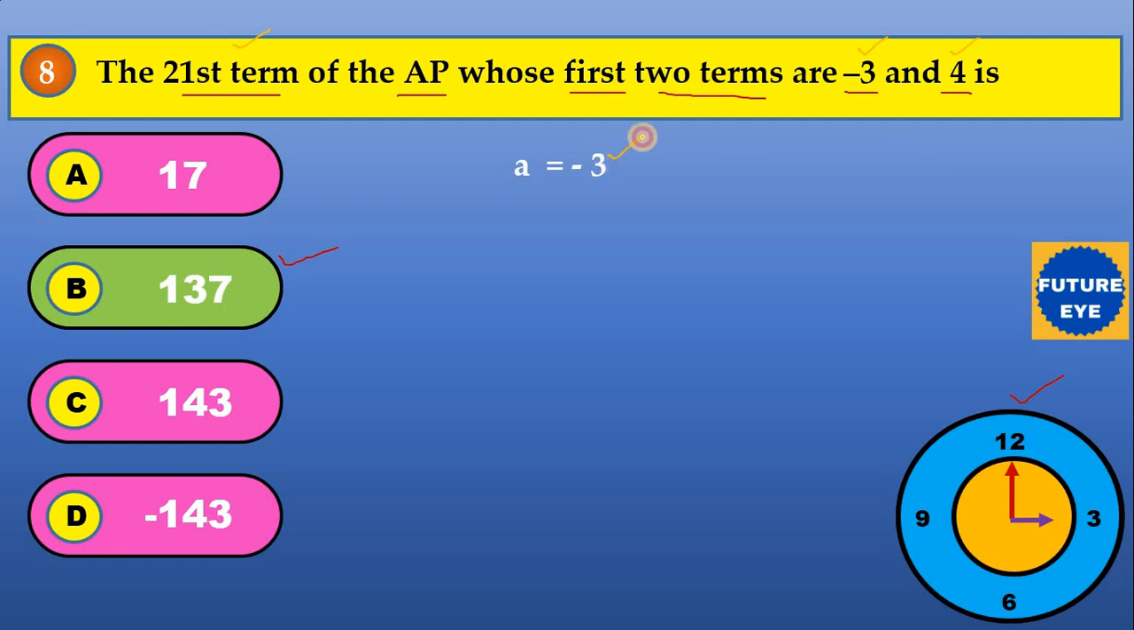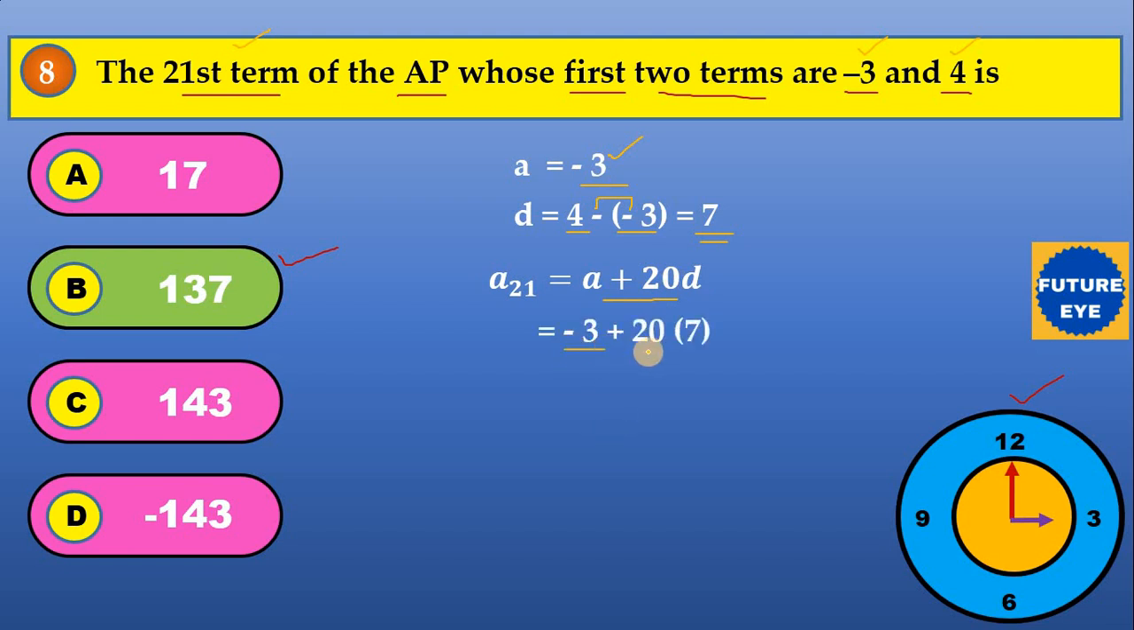So A value is minus 3, D value is 4 minus of minus 3. So minus into minus will become plus 3. So 4 plus 3 is 7. Now we have A and D values. Now the 21st term we can write as A plus 20D. Now substitute the values, children. A is minus 3, 20 into 7. So 20 multiplied by 7, we get 140. Minus 3 plus 140 gives 137. Hence, option B is the correct answer.